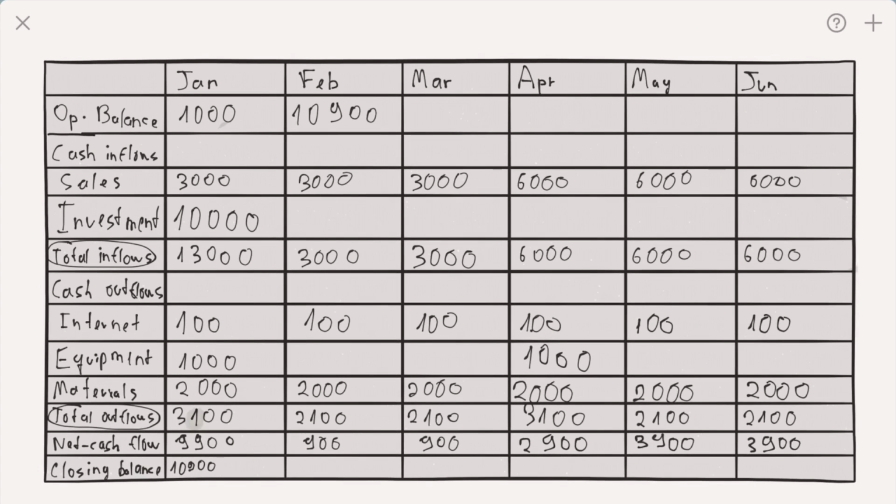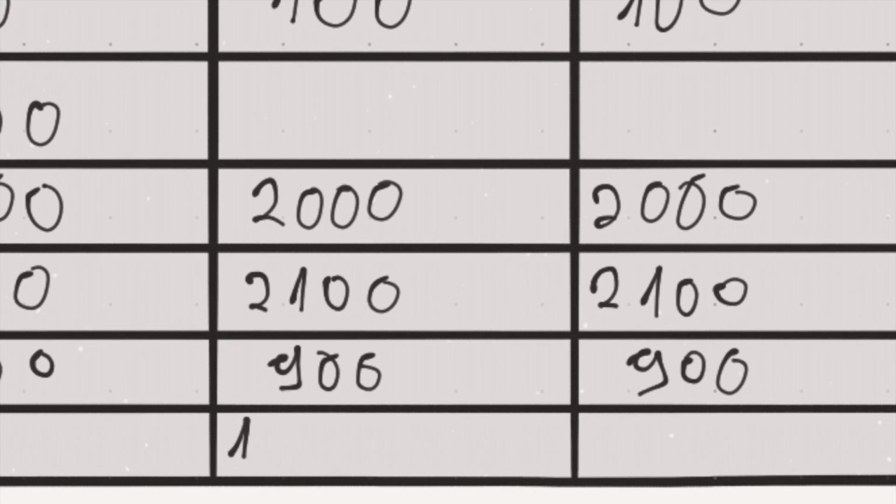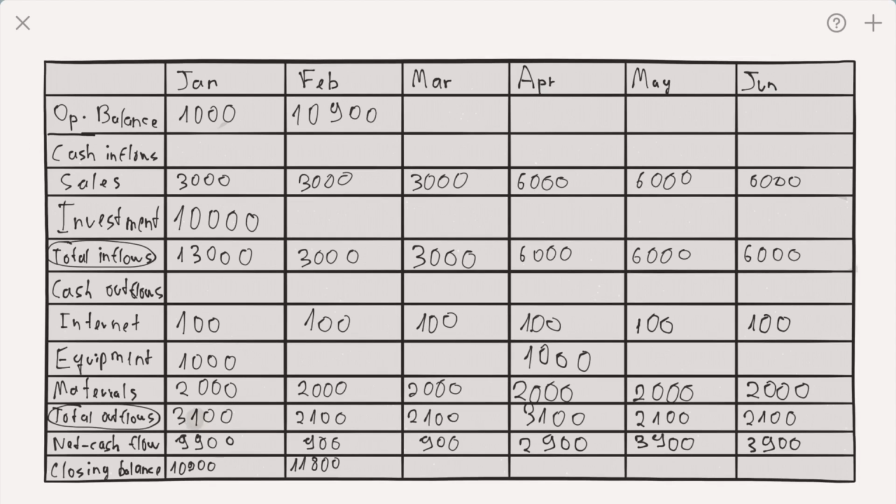because the money the company is closing on the previous month goes to the opening balance of the next month. Now, if in February the opening balance was 10,900, the net cash flow is 900, then the closing balance in February and the opening balance in March will be 11,800. Let's calculate this until the end.